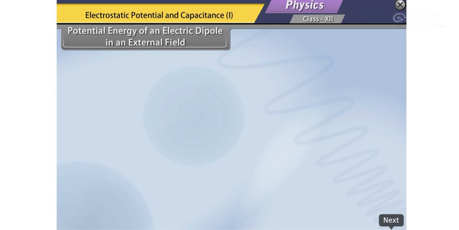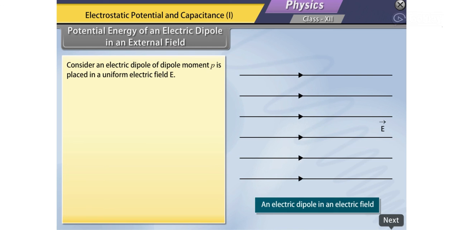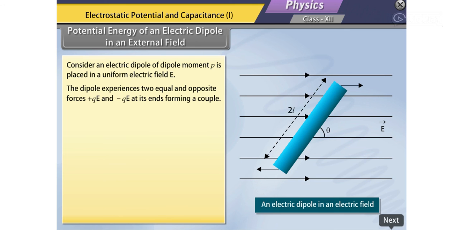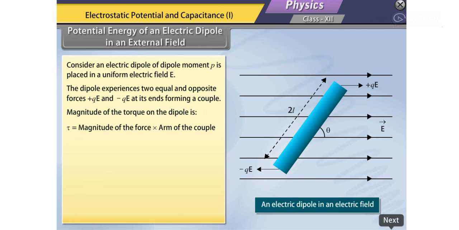Potential energy of an electric dipole in an external field. Consider an electric dipole of dipole moment P placed in a uniform electric field E. The dipole experiences two equal and opposite forces, plus QE and minus QE, at its ends, forming a couple. The magnitude of the torque on the dipole is equal to the magnitude of the force times the arm of the couple. Tau is equal to QE times 2L sin theta, which is equal to PE sin theta.